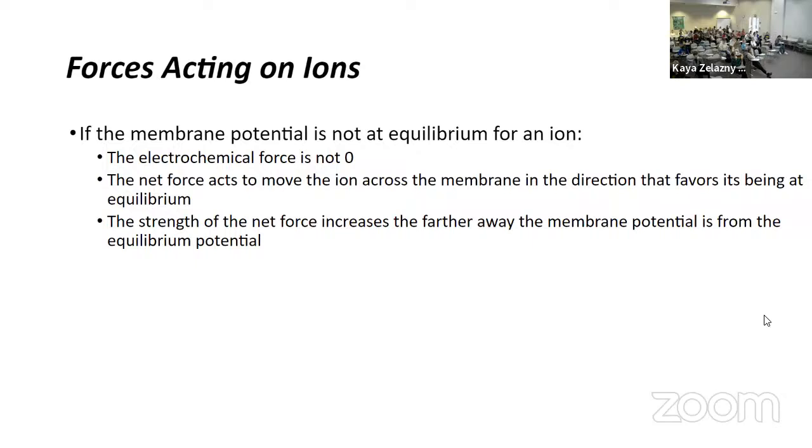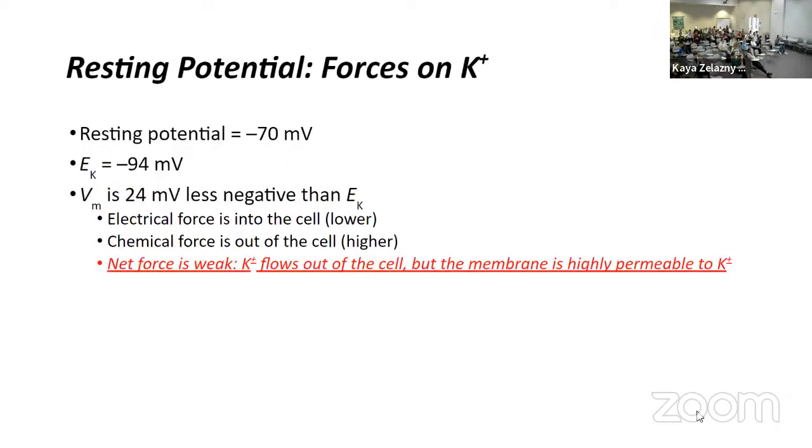When we have a membrane potential that is not at the equilibrium potential for an ion, this means we have an electrochemical driving force that is not zero. That force moves the ion in the direction that favors being at equilibrium. And the farther the membrane potential is from the equilibrium potential, the stronger the force is.